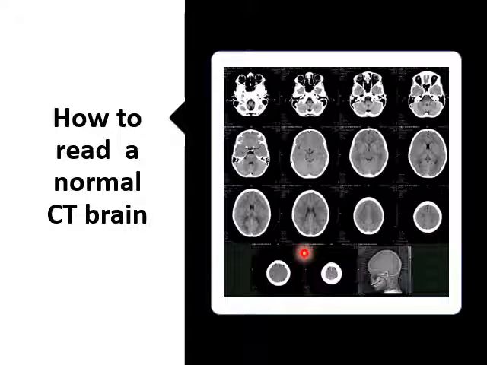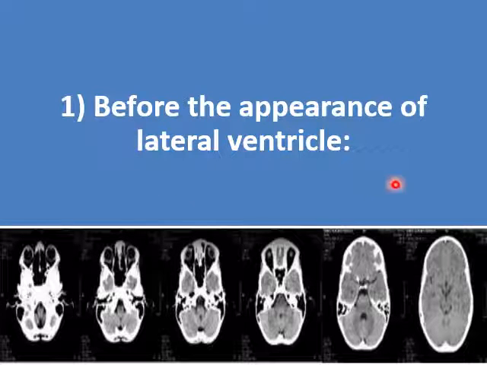We will divide the CT brain into 3 parts. The first part is before the lateral ventricle. The second part is at the level of the lateral ventricle, and the third part is after the third ventricle. We will start with these cuts before the appearance of the lateral ventricle. These cuts are called the posterior fossa section, and the main landmark here is the fourth ventricle. The fourth ventricle size will change by changing the cut.